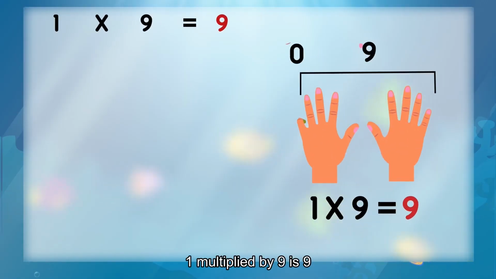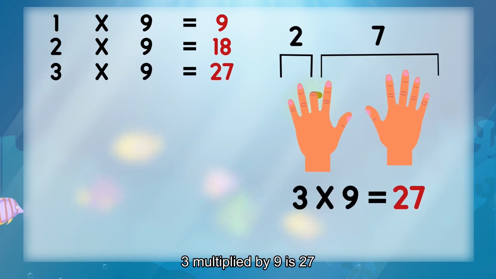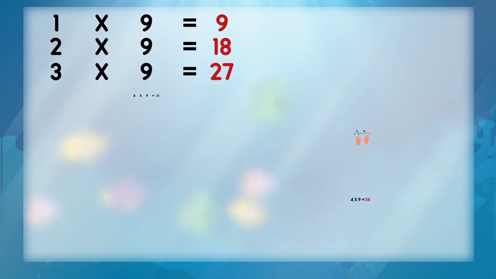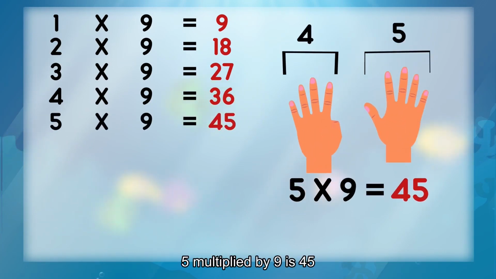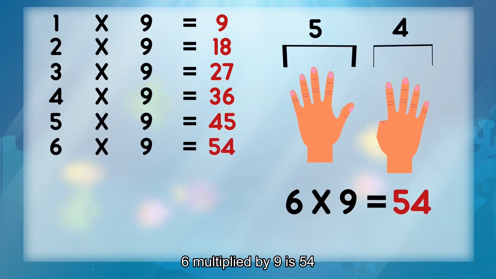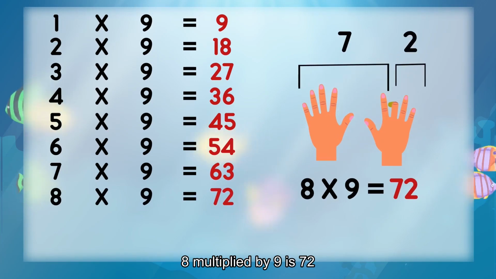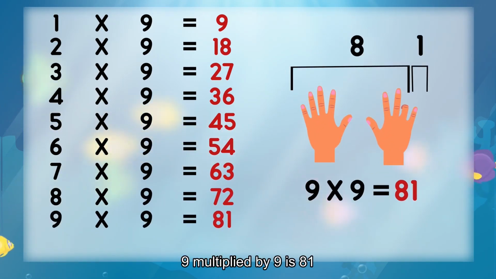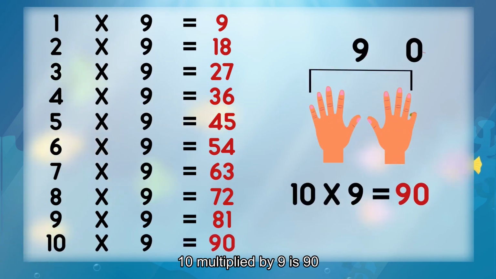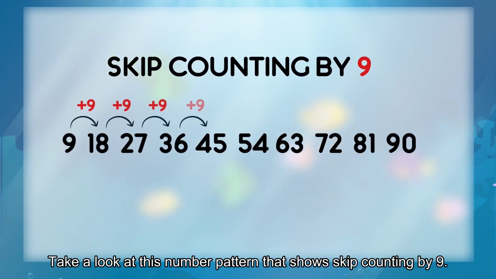1 multiplied by 9 is 9. 2 multiplied by 9 is 18. 3 multiplied by 9 is 27. 4 multiplied by 9 is 36. 5 multiplied by 9 is 45. 6 multiplied by 9 is 54. 7 multiplied by 9 is 63. 8 multiplied by 9 is 72. 9 multiplied by 9 is 81. 10 multiplied by 9 is 90. Take a look at this number pattern that shows skip counting by 9.